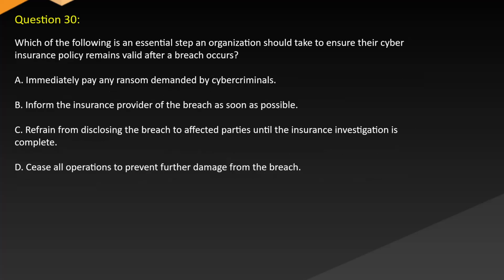Question 30. Which of the following is an essential step an organization should take to ensure their cyber insurance policy remains valid after a breach occurs? A. Immediately pay any ransom demanded by cyber criminals. B. Inform the insurance provider of the breach as soon as possible. C. Refrain from disclosing the breach to affected parties until the insurance investigation is complete. D. Cease all operations to prevent further damage from the breach.